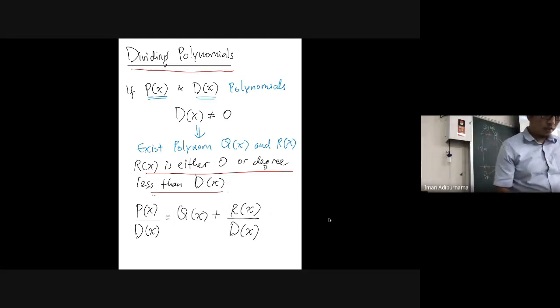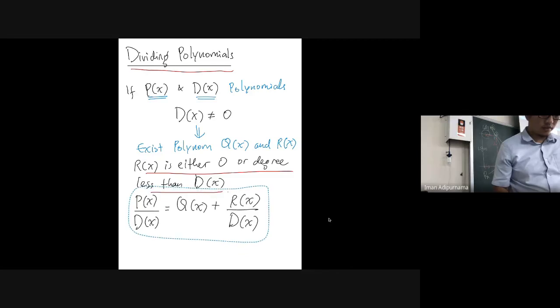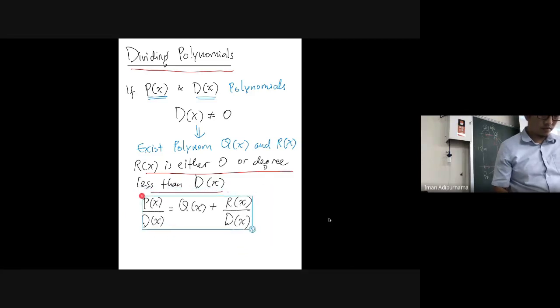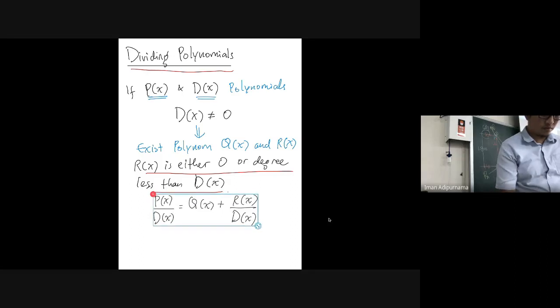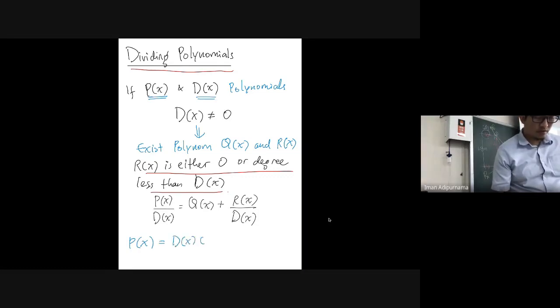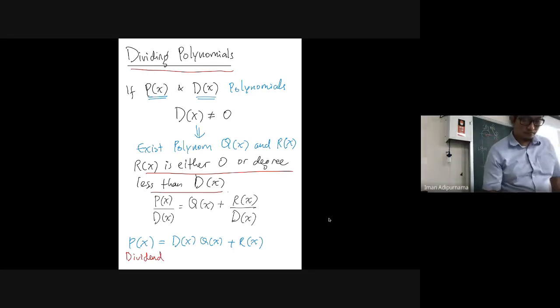You can also write the theorem as p(x), multiplying all by d(x), so p(x) equals d(x) q(x) plus r(x). Same thing. We call p(x) the dividend, d(x) the divisor, q(x) the quotient, and r(x) the remainder.